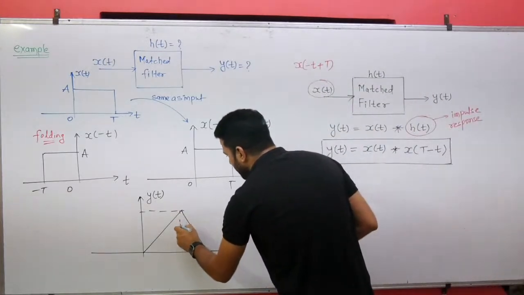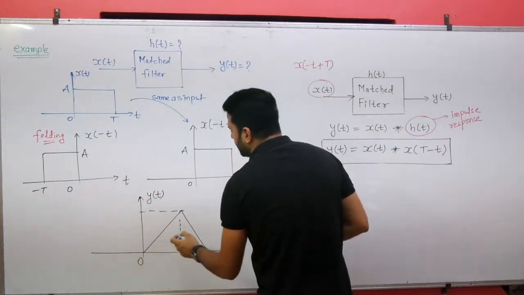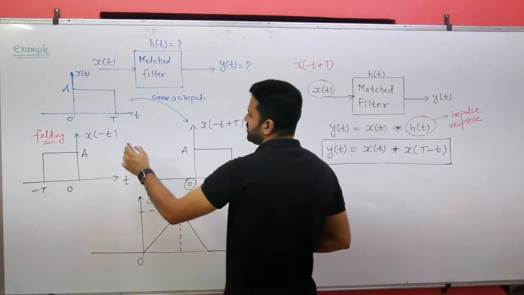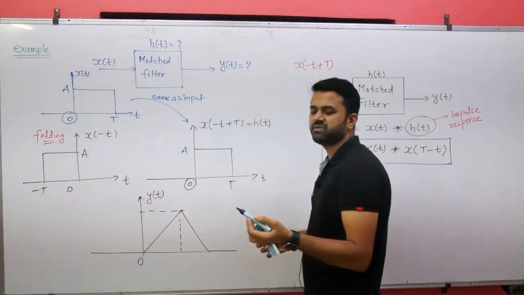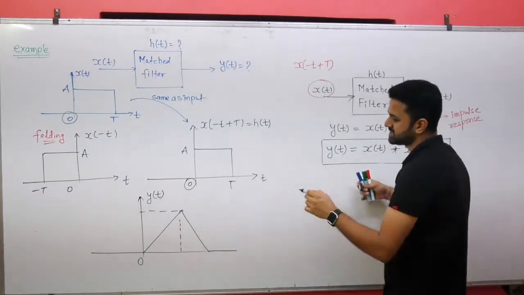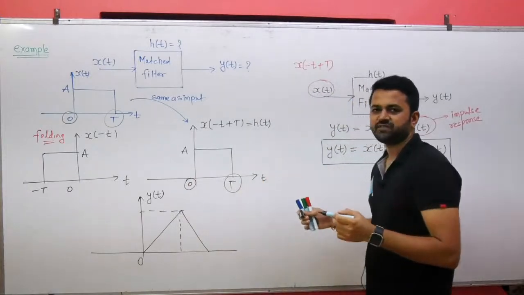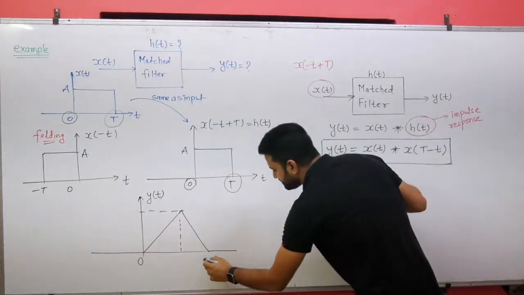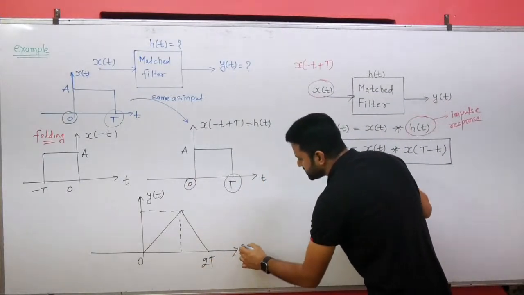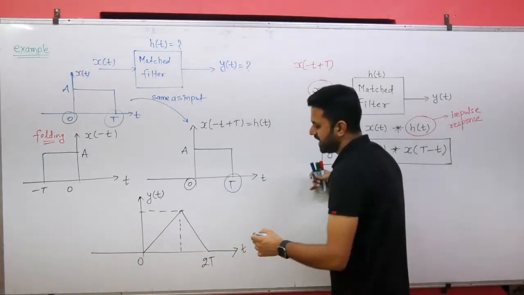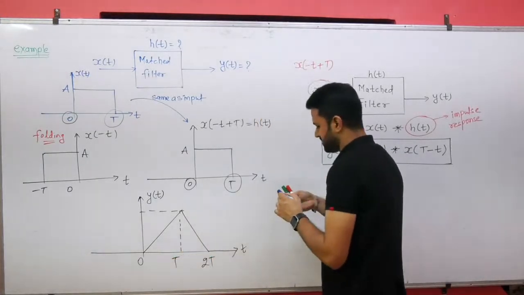If two symmetrical rectangular pulses are convolved, we get a triangular signal, and this triangular signal will have the minimum value 0, which is the addition of the minimum values of these two, and the maximum value, which is the addition of the maximum values of these two. So this t and t, after adding, we get the maximum value 2t. This is t, and the intermediate point is t.